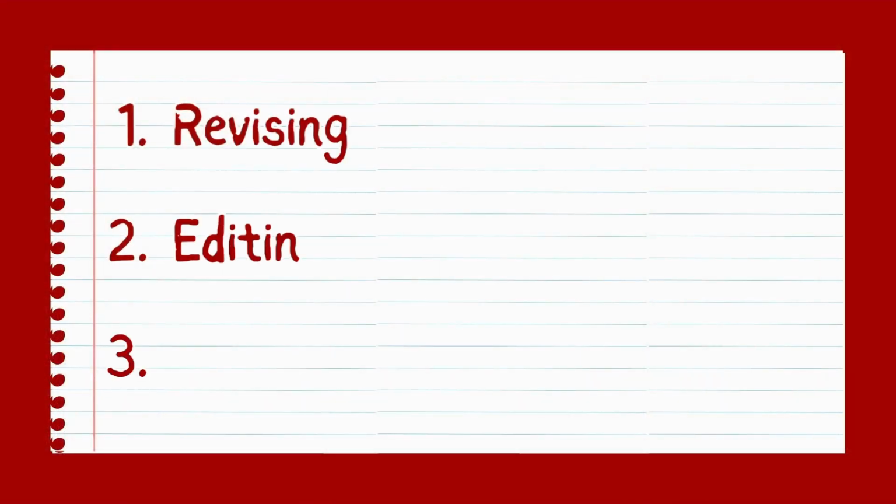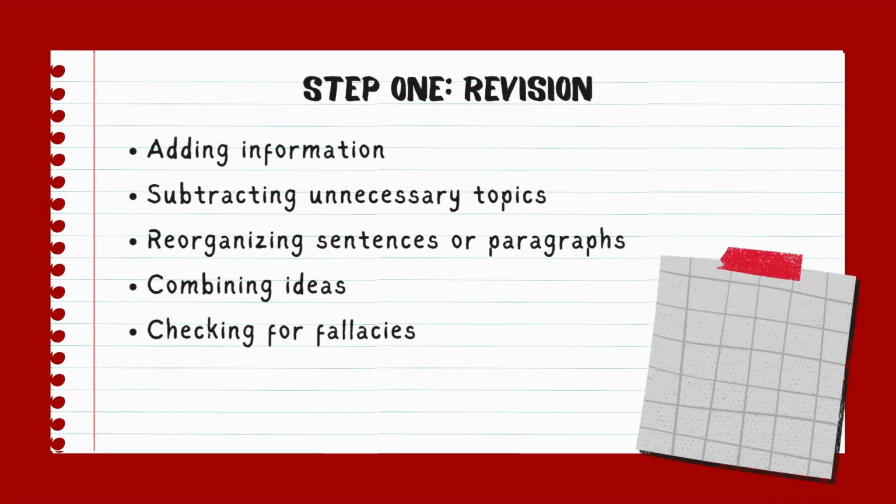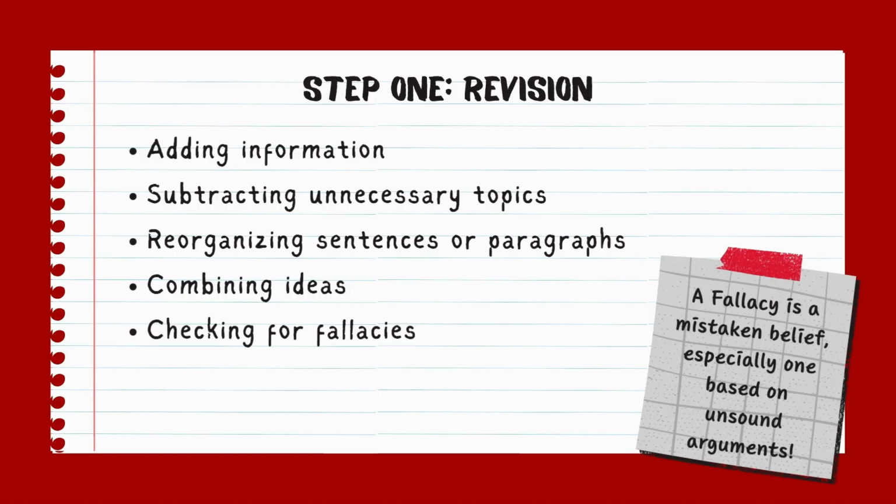How do you actually apply these ideas to your draft? Like in math, it helps to have an order of operations when editing your essay. We recommend the following: revising, editing, and then proofreading. Now let's start our reps so our writing can be as strong as it can be. Revision will be our first step. This is where we can change our writing at the content level. This means adding to our writing, subtracting, reorganizing, combining ideas, and checking for fallacies. As you revise, try to aim for cohesion, clarity, and accuracy.